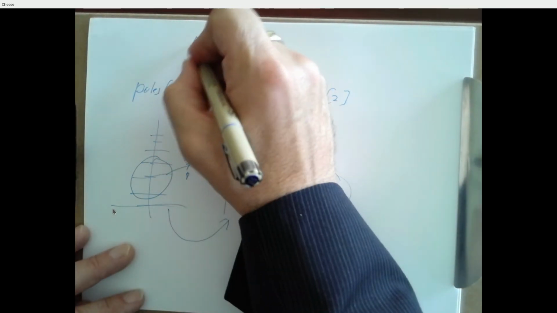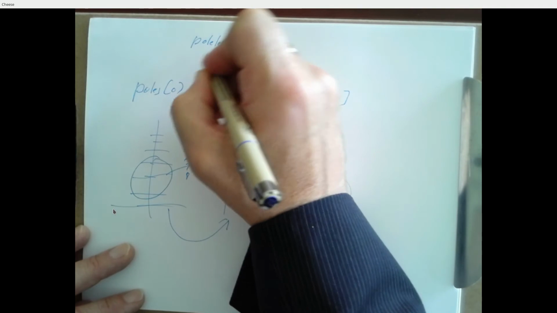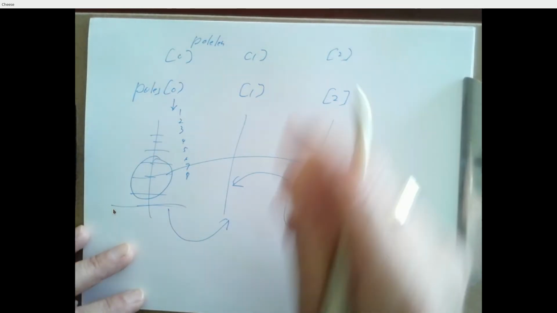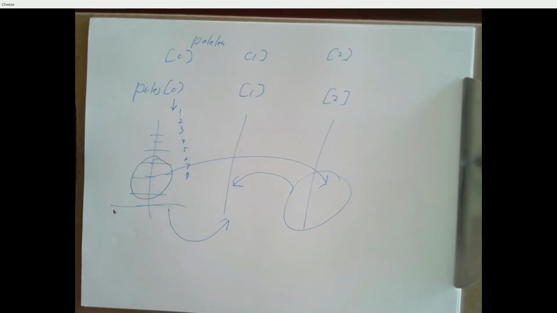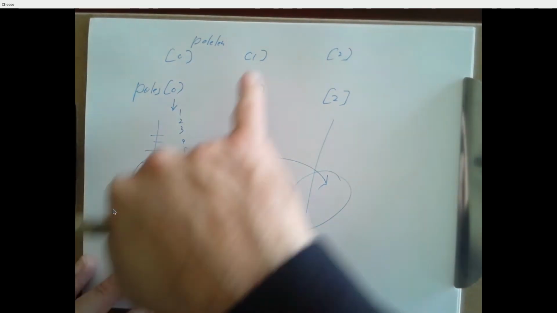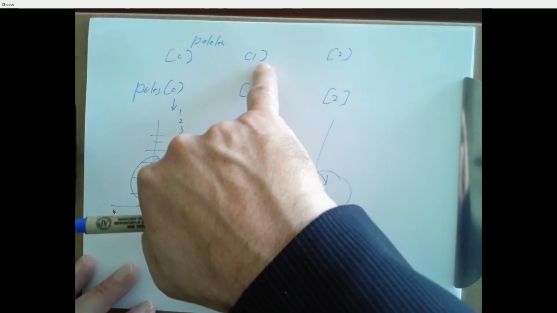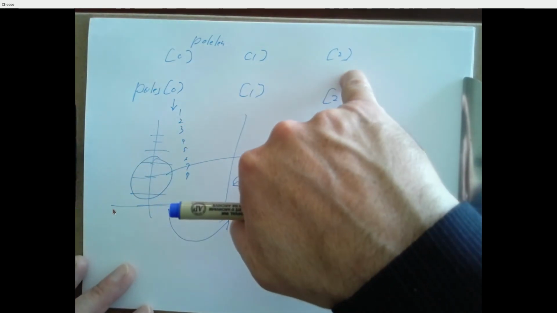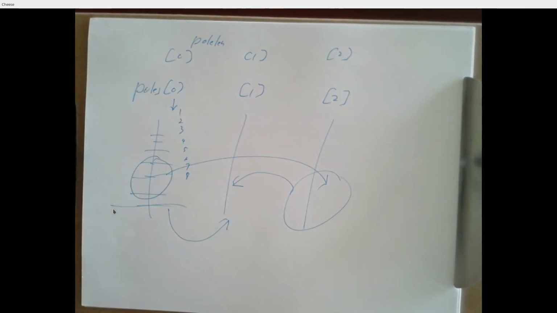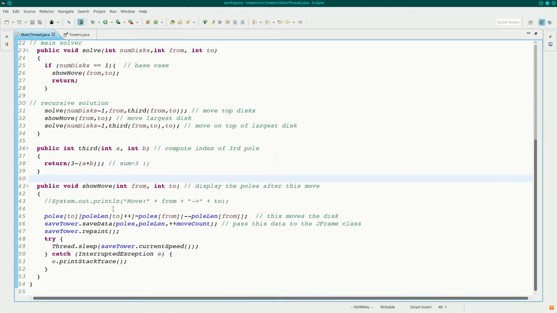And then there's also a pole n, which tells you how many disks are on each pole. Alright, so this is the size of the array poles bracket 0. This is the size of the array poles bracket 1. It's the size of the array poles bracket 2. And poles bracket 0, 1, and 2 are each arrays of integers showing the disks that are on their respective poles.